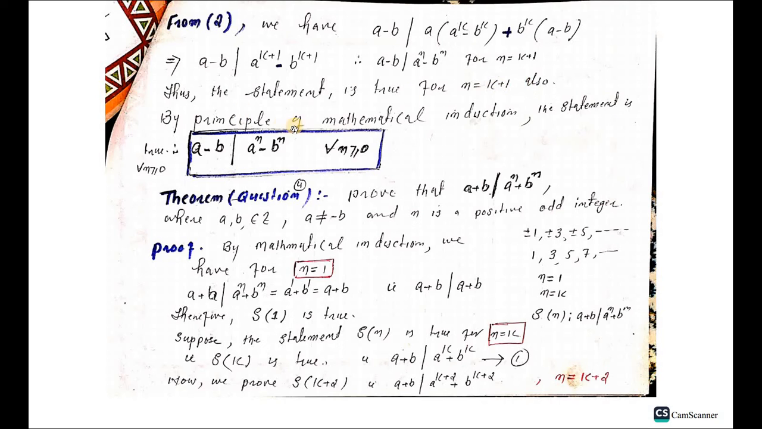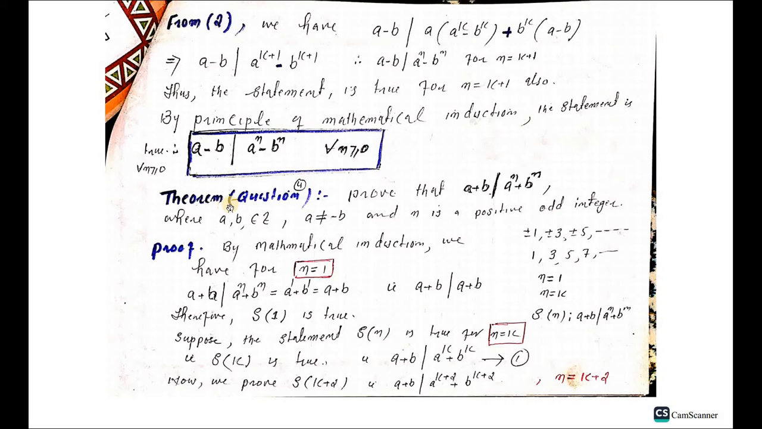Also, by principle of mathematical induction, the statement is true for all n greater than or equal to 0, and that statement is a minus b divides a power n minus b power n. This is true for all integers either 0 or greater than 0.